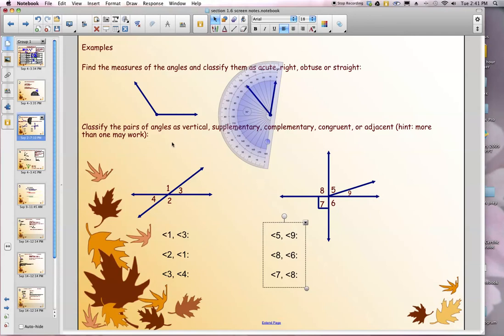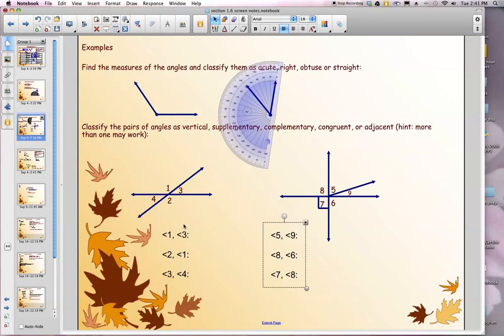One more thing, here's an example. Look at this picture. If I said angles 1 and 3, how would you describe them using these words? They could be vertical, supplementary, complementary, congruent, or adjacent.